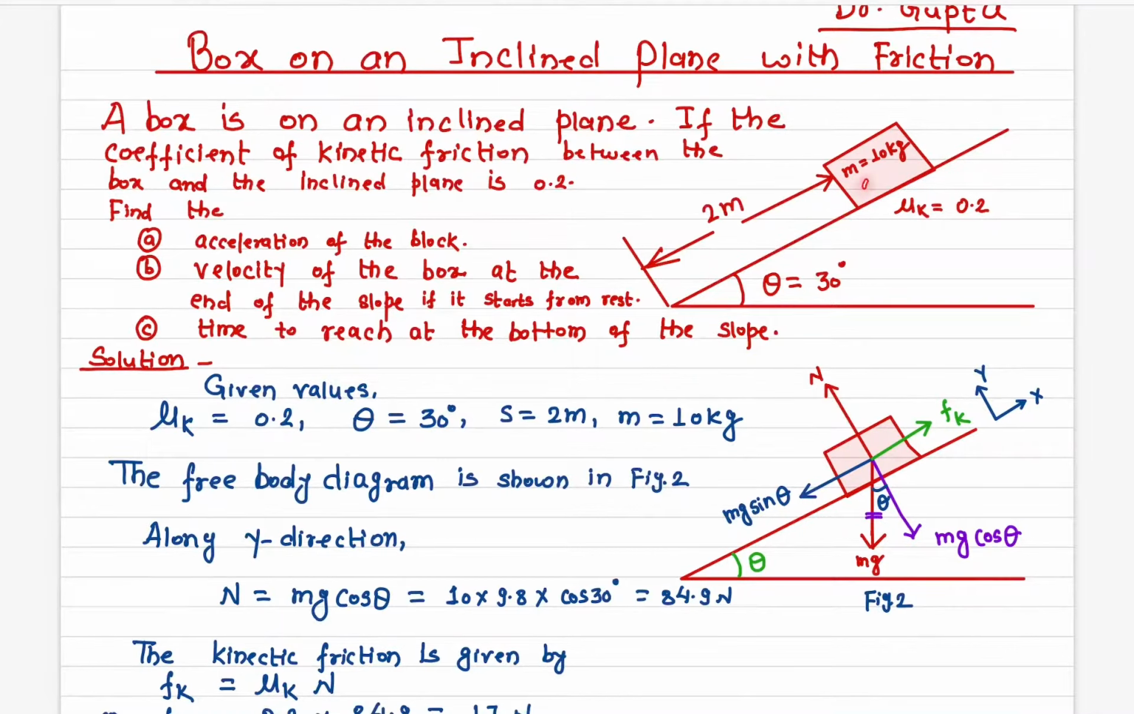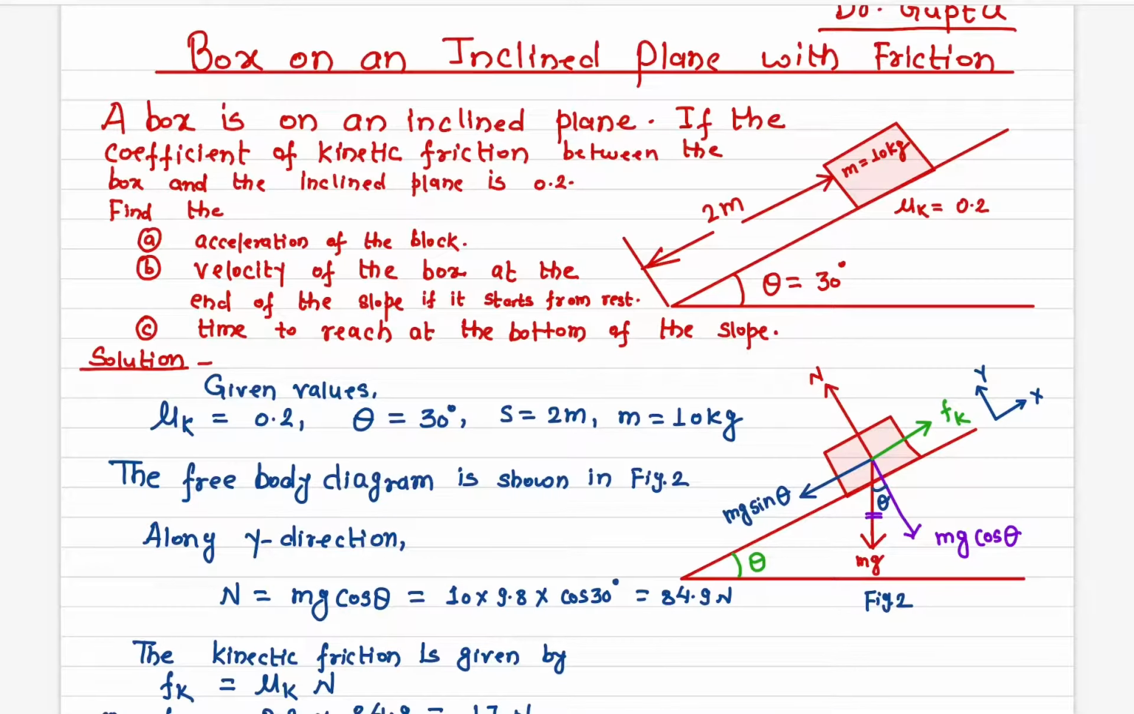The coefficient of friction between the mass and the inclined plane is 0.2. Remember, it does not have any unit. This is called the coefficient of kinetic friction, and the angle is theta. We also need to find out, if the box slides down the inclined plane and reaches the end, what the speed or velocity is at this point. This distance is given, which is 2 meters, and the mass of the block is 10 kilograms.